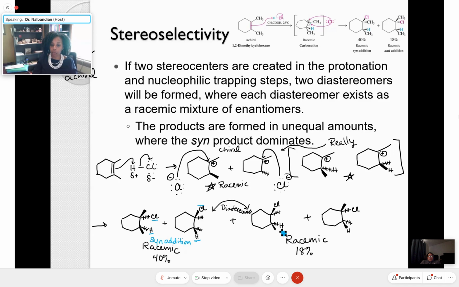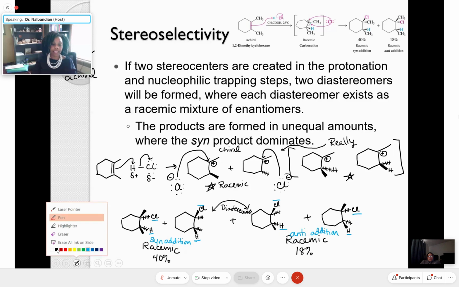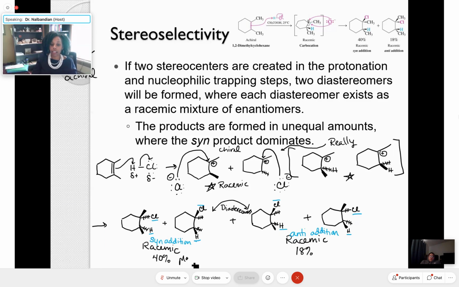Versus this other product where hydrogen and chlorine, one's on a wedge and one's on a dash. So this is the anti-addition product. They got added to opposite faces. So it ends up that the syn addition is the major product. I guess I'll say major products, because we end up with that racemic mixture of the 2 products made by the syn addition in a higher yield.